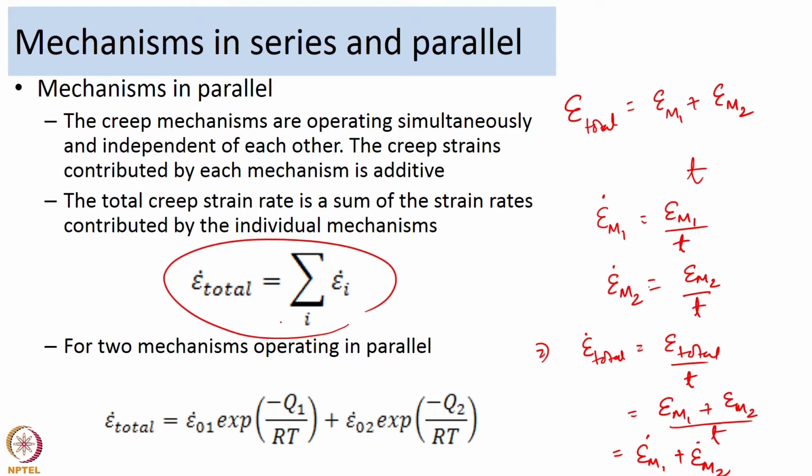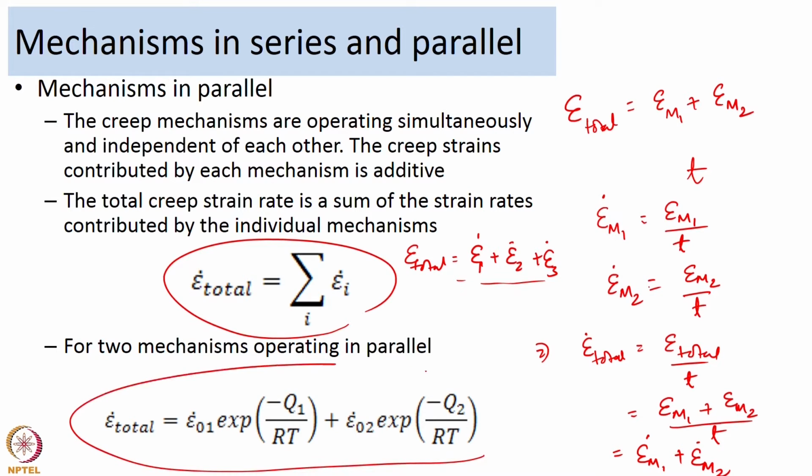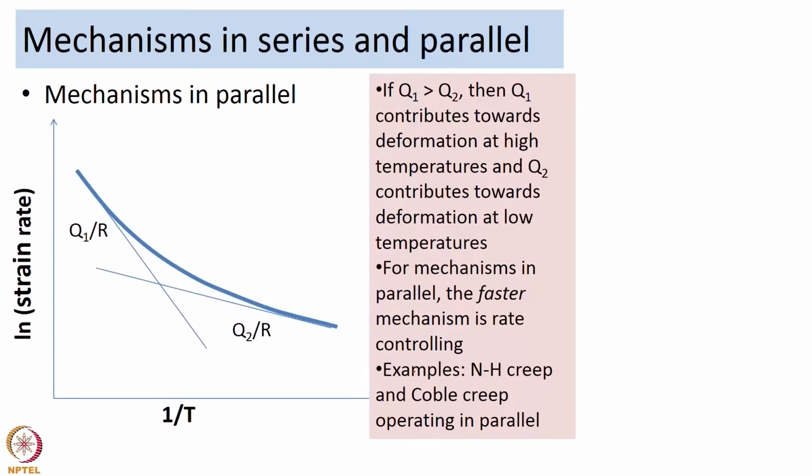And if you expand for multiple mechanisms operating, you could have epsilon dot total as epsilon 1 dot plus epsilon 2 dot plus epsilon 3 dot and so on. But if you have only two mechanisms, we could expand the equation into epsilon dot total is equal to epsilon 1 dot plus epsilon 2 dot. So, that is how the strain rate of deformation would look for two mechanisms operating in parallel.